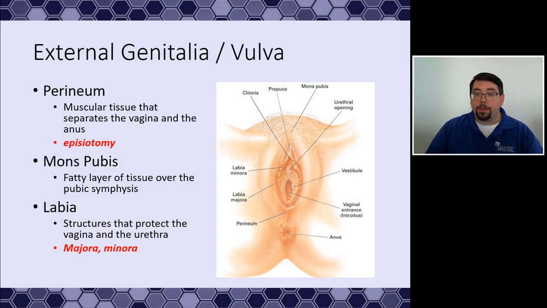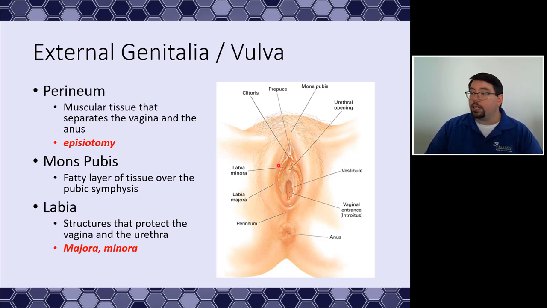Some of the key things that we're going to pay close attention to when we're looking at our external genitalia are going to be primarily focusing on the perineum. That'll be the first component. Perineum is located here, right? It's just from the base of the vaginal opening to the beginning of the anus. This is an area where you typically may see things like tears or what we refer to as an episiotomy. And it's just muscular tissue that separates the vagina from the anus.